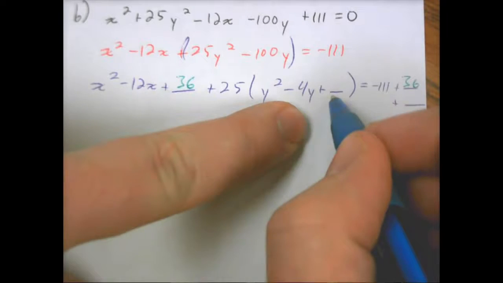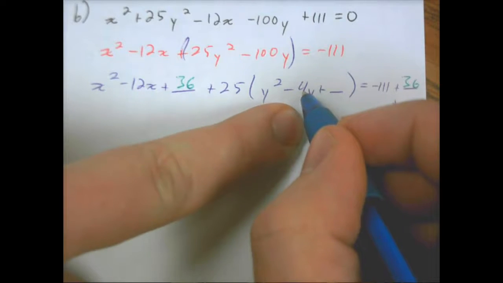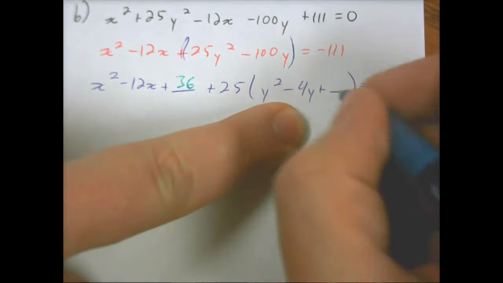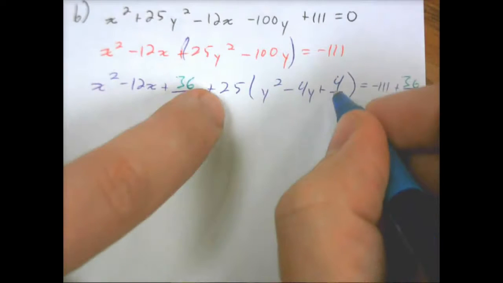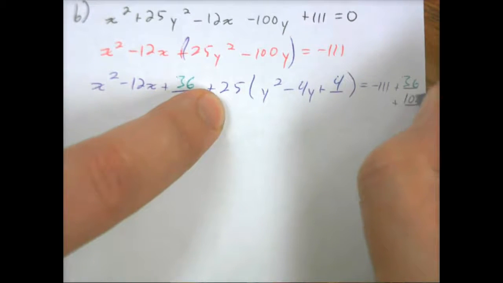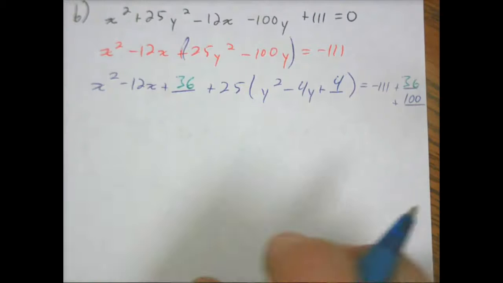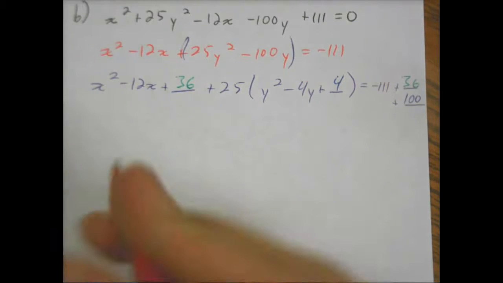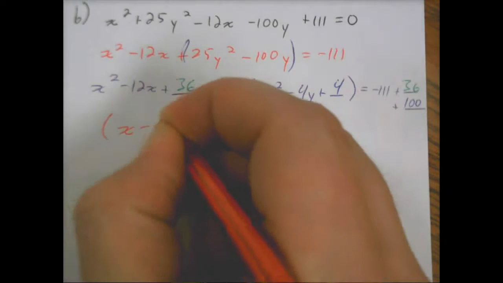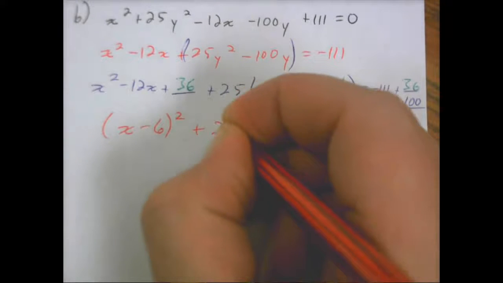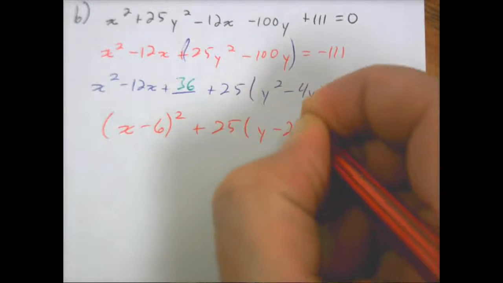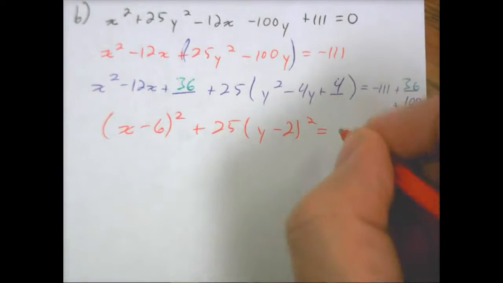Figure out what goes in there. You have -4 divided by 2 is -2. Squared is 4. But don't forget this is being multiplied by 25, so I actually need to add 100 to the opposite side. So now I can do my next step. Factor, so x minus 6 squared plus 25 times y minus 2 squared equals, what is that?